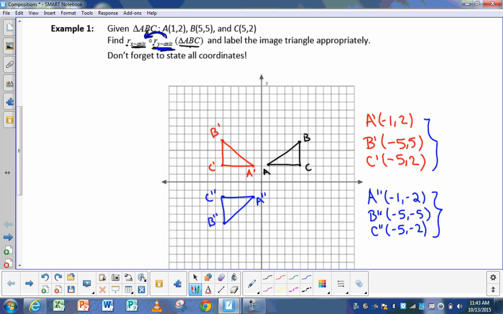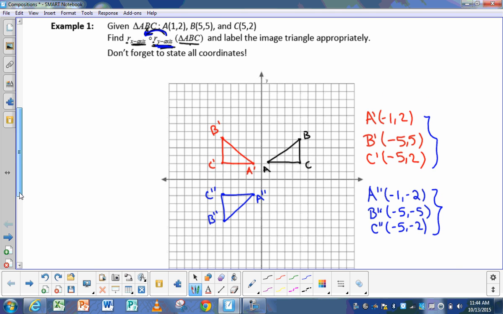So if we look back to the very original points A, B, and C, what's the relationship with our final blue triangle in those points? So if we look here, A was the point 1, 2. A double prime is the point negative 1, negative 2. B was 5, 5. Now we have negative 5, negative 5. C was 5, 2. C double prime is negative 5, negative 2. Well, that looks like we just negated both the x and the y.